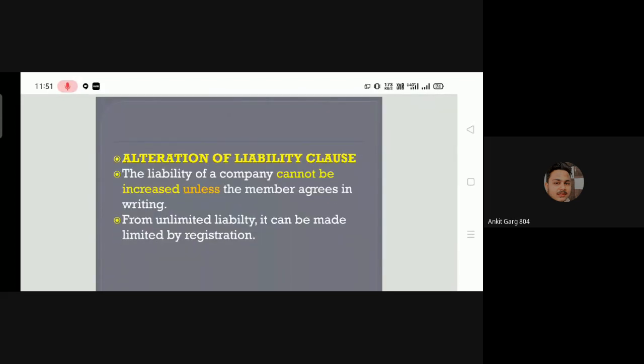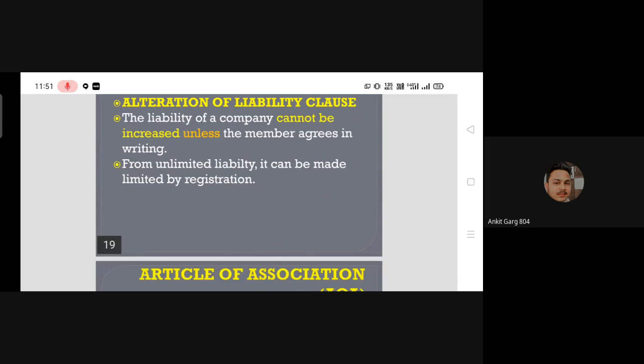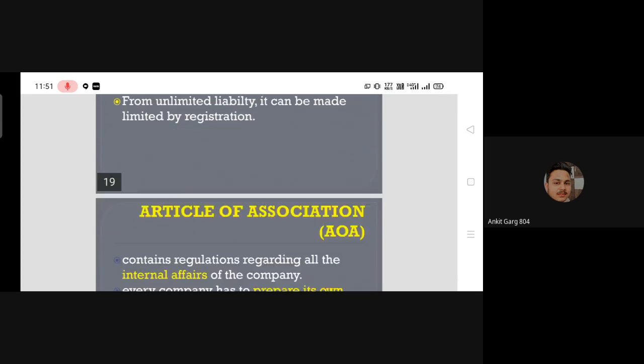There can also be alteration of the liability clause. Liability of a company cannot be increased unless the members agree. If members do not agree in writing, then alteration in the liability clause is not possible. Like from unlimited liability, it can be limited by registration.